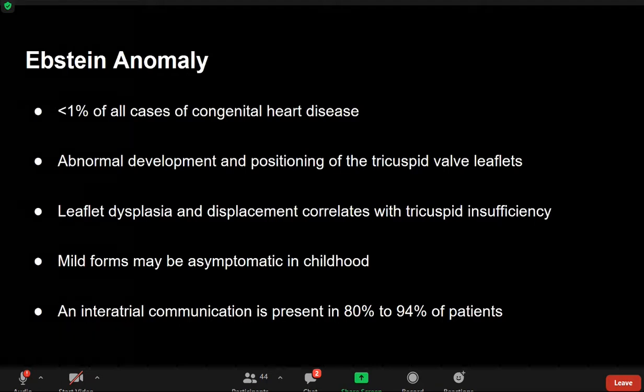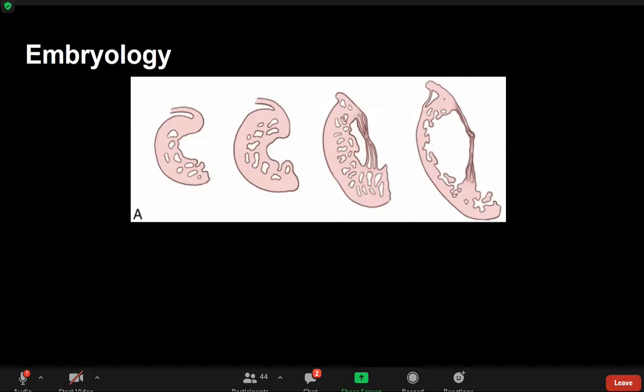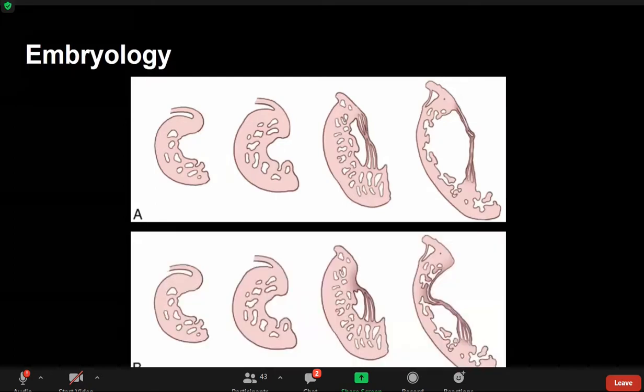So usually in embryology, normally the heart in utero under the right ventricle undergoes delamination, which forms the valve leaflets. It's important to note that the anterior valve leaflet develops earlier than the septal and the posterior leaflets. So usually, if the undermining of the myocardium is late, as shown in the lower image here, it leads to dysplasia of the valve leaflets. They become either adherent or apically displaced.